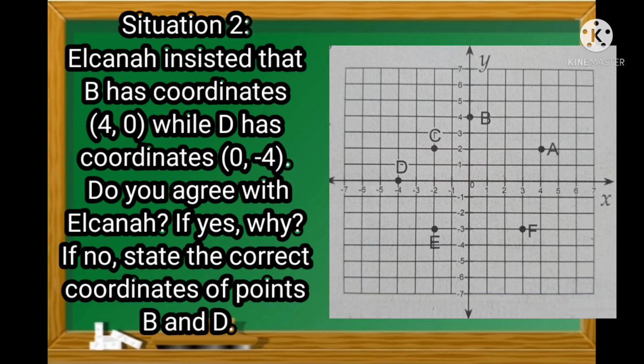I think Elkanah misidentified the coordinates of point B and point D. Same with what has been mentioned by Charis, that in identifying the correct coordinates of a certain point on the Cartesian plane, we have to get first the value of x on the x-axis before getting the value of y on the y-axis. Therefore, point B has coordinates (0, 4), and point D has coordinates (-4, 0). Yes, you're right, Zafera. I think with this activity you have learned how to identify the coordinates of a point on the plane.